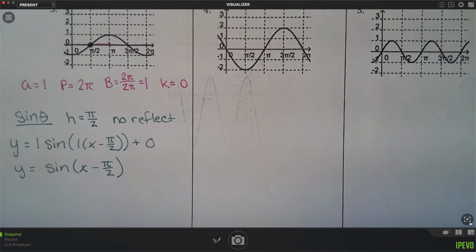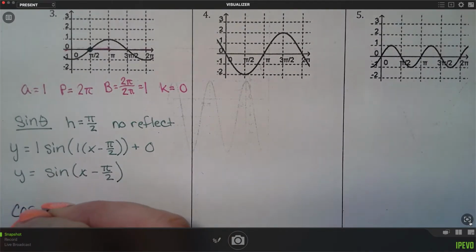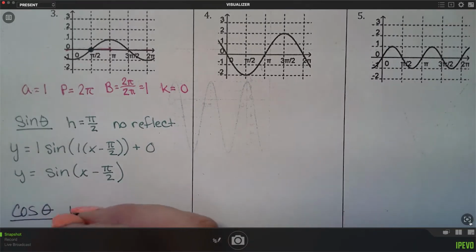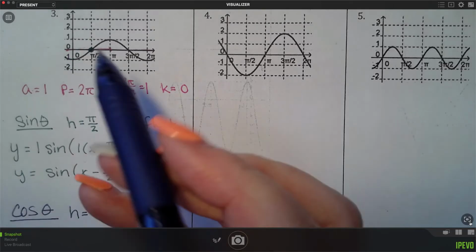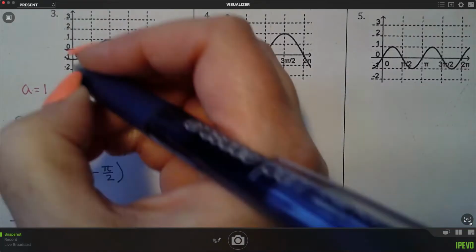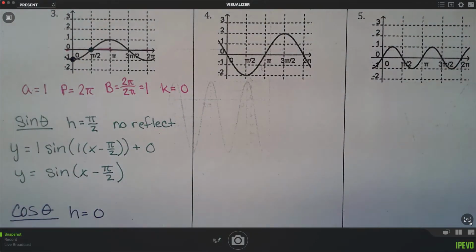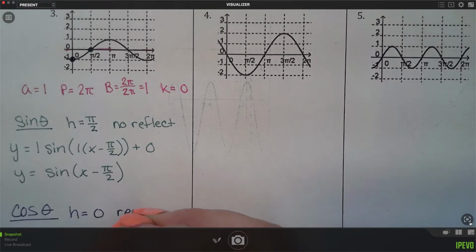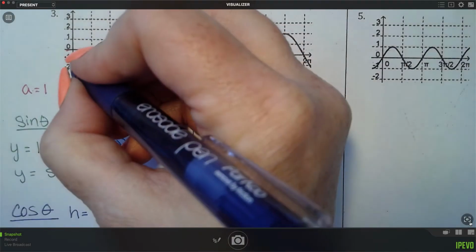So guess what we do? We label it. And what is my h? Nope, there is none. It's 0. And we're obviously using this point right here, correct? So is it reflected? Yep. This one right here.